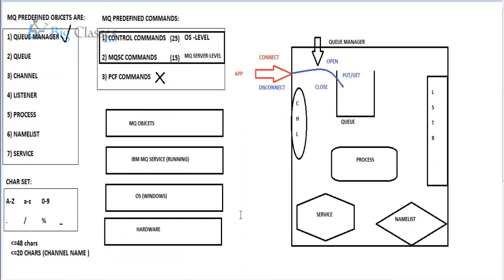If you see the outline of the MQ series, you can find just 7 predefined objects, right? 40 predefined commands. Major operations are put and get. Data comes to the MQ server as a message. The message lands in the object queue. This is the WebSphere MQ outline.